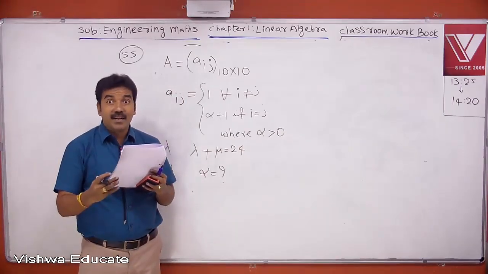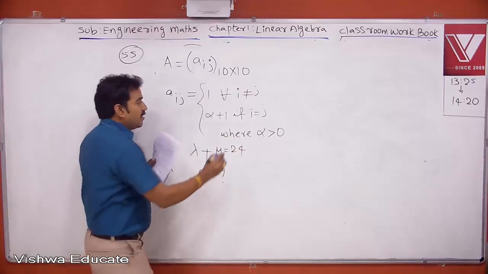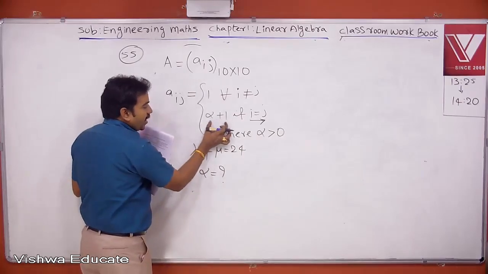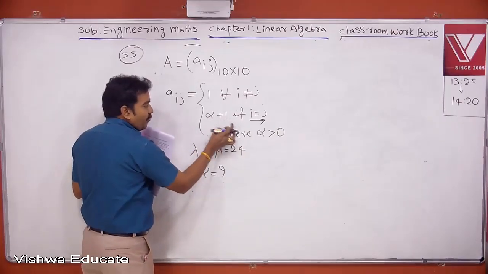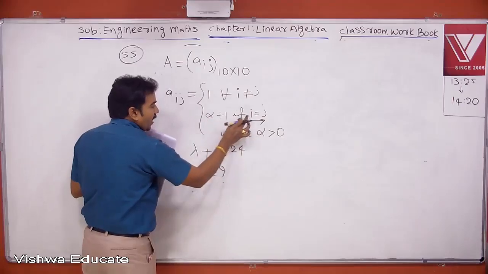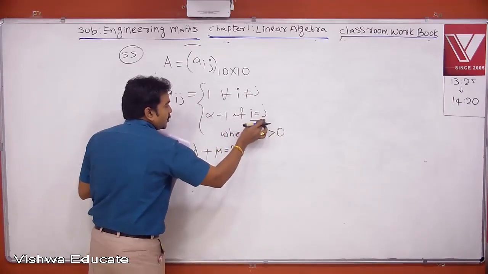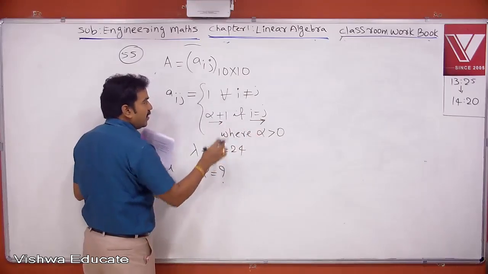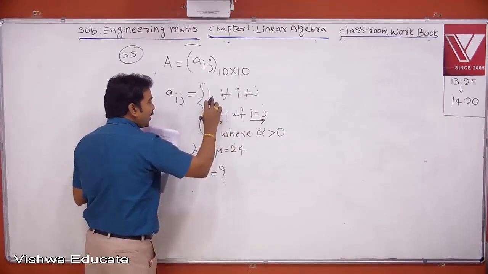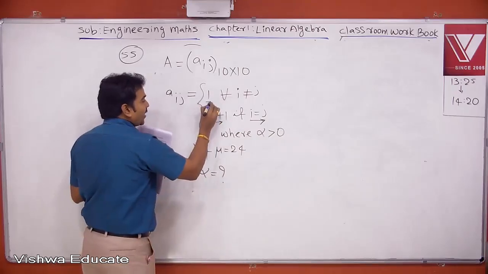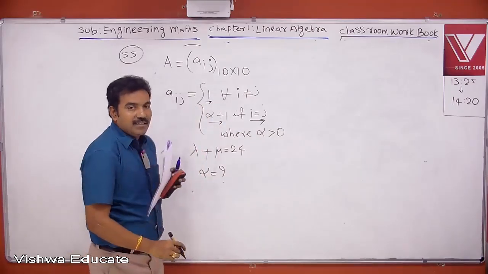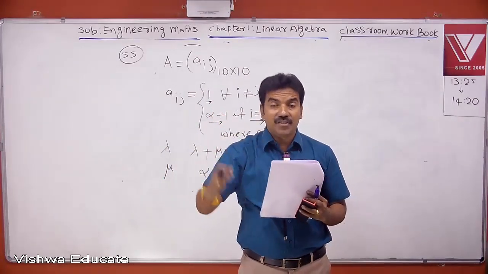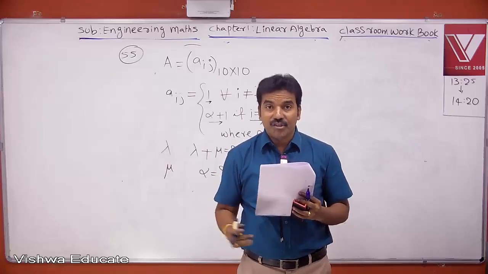So in a 10 by 10, 100 elements will be there. But interestingly, when i equal to j, they refer to diagonal elements. So all diagonal elements are alpha plus 1, where alpha is greater than 0, a fixed number. But i not equal to j means non-diagonal elements, so non-diagonal elements are restricted to 1. So you will get a 10 by 10 matrix. All diagonal elements are alpha plus 1 and the rest of the elements are 1.